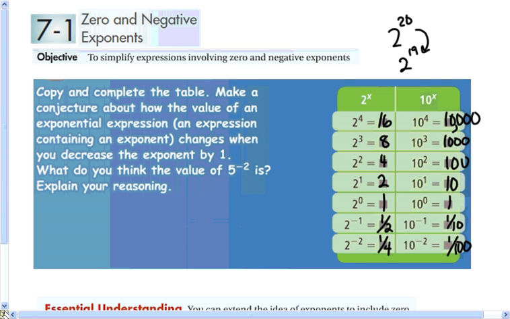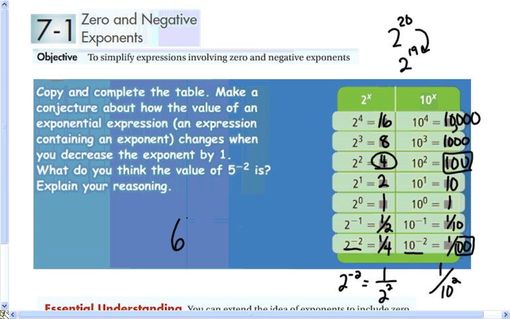Now, what I really want you to notice here is that 10 to the negative second has the same denominator as the number 10 to the second. So 10 to the negative second is 1 over 10 to the positive second. And the same is true for 2. 2 to the negative second is exactly equal to 1 over 2 to the positive second. So if you ignore the negative sign, that's going to be your denominator.